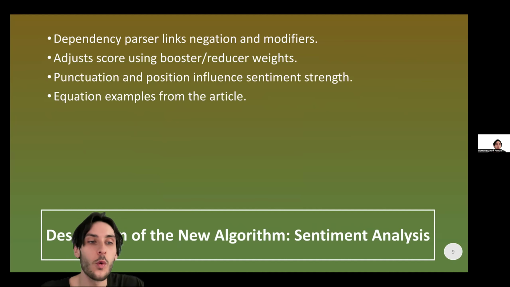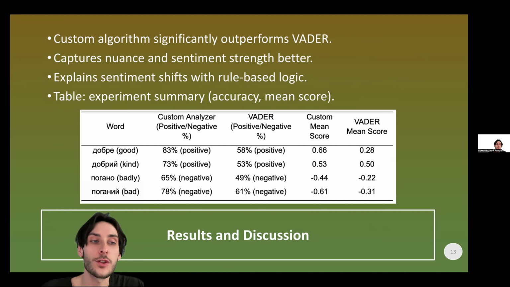Overall, the rule-based algorithm delivered higher accuracy and more meaningful score distributions. It responded correctly to negations, modifiers, and punctuation, unlike Vader. This advantage is especially important for sensitive domains such as mental health, education, or policy monitoring. Results also confirm the value of designing sentiment systems around linguistic structures rather than solely relying on statistical inference.